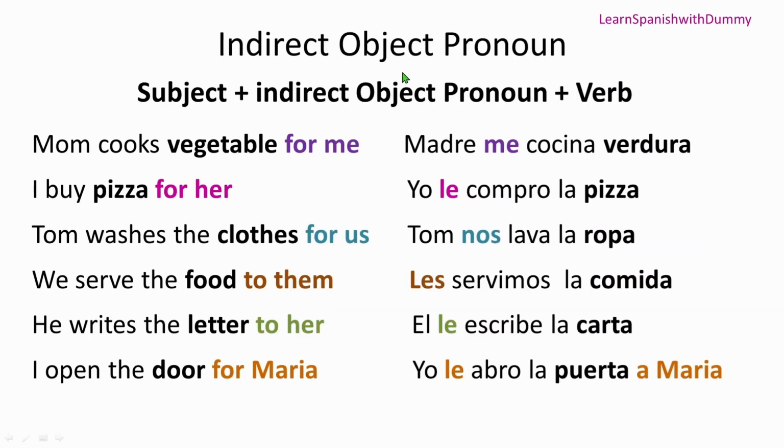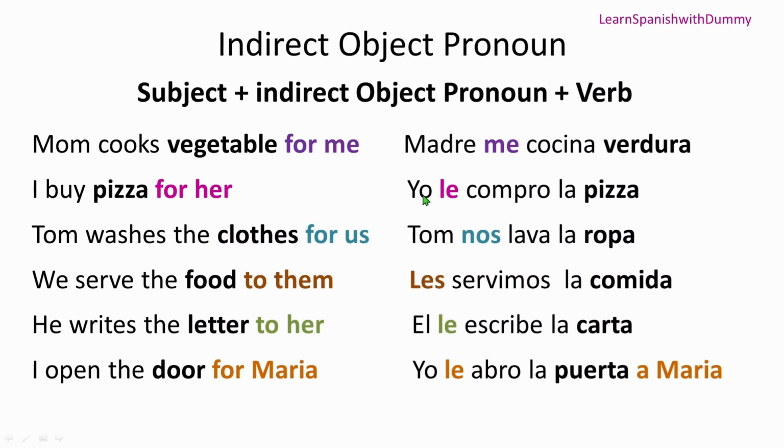Let's go ahead. All right, now here again it's written the order which we need to follow while placing the indirect object. First comes subject, indirect object pronoun, and the verb, okay, that we've learned. Now here we have some sentences. The first is "mom cooks vegetables for me." Alright, so it's "madre me cocina verdura." Here, me is "for me," right? Perfect.